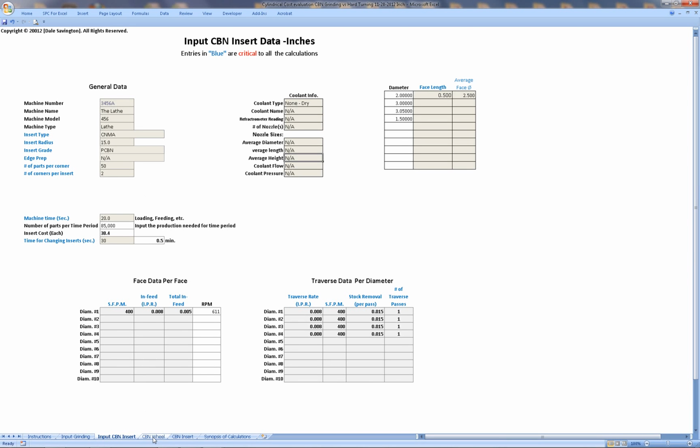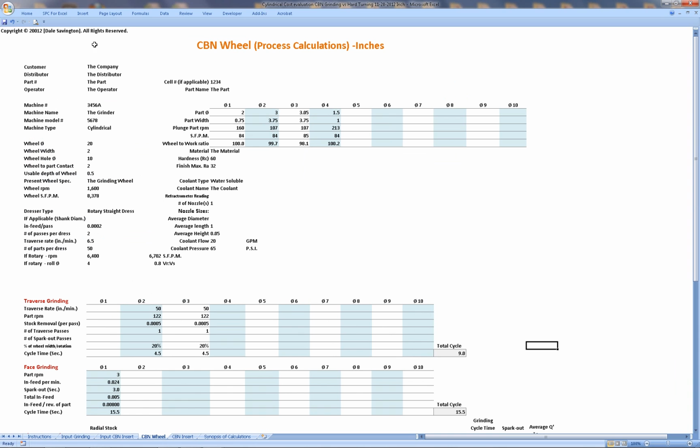So now we go to the CBN wheel. The top end, or top left side, and over to the right a little bit, are all the input data that we entered in the first sheet. There's very little calculation other than, for example, the wheel RPM is 1600. We've calculated that the grinding wheel is running at 8,378 surface foot, and that we have 6,700 surface foot on the rotary, which has given us a 0.8 roll to wheel ratio. At the top, you can see we have the diameters we had input: the 2, the 3, the 3.05, and 1.5. The different widths are the same.